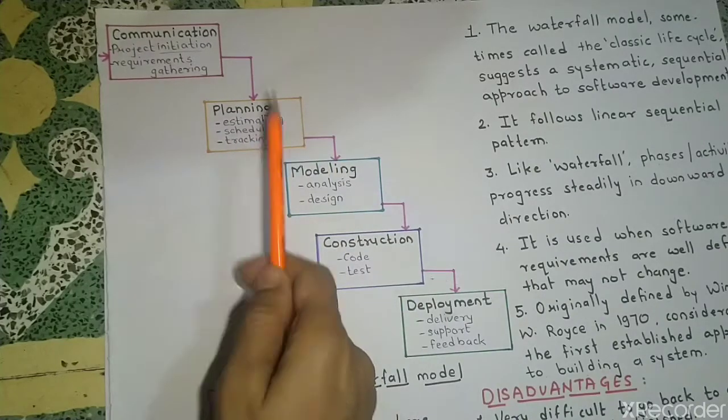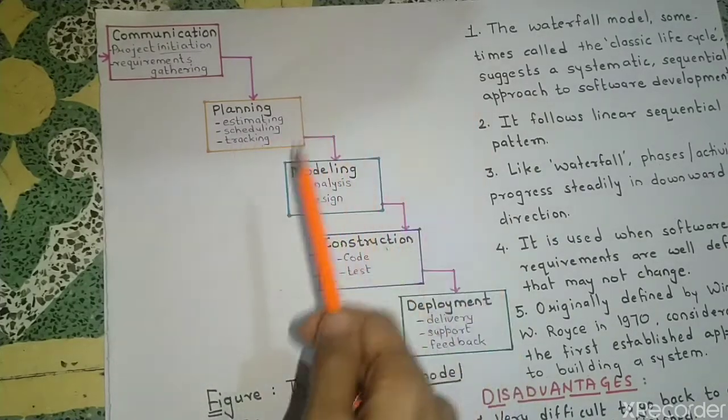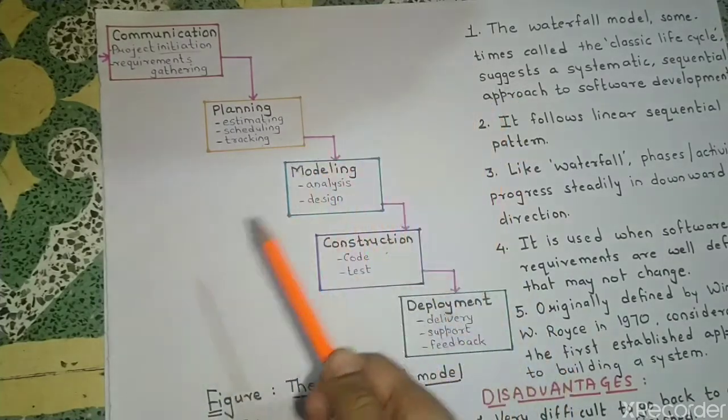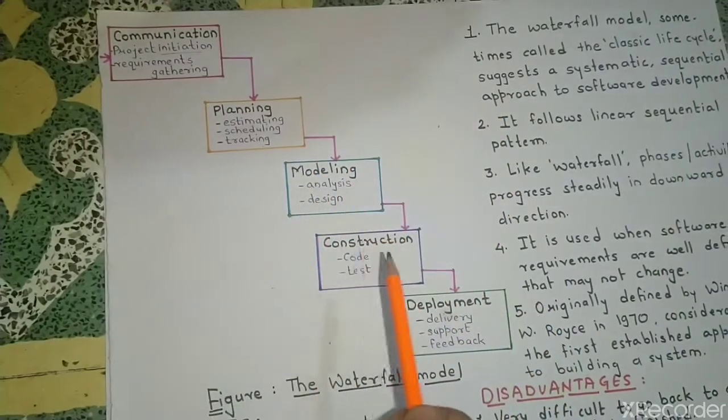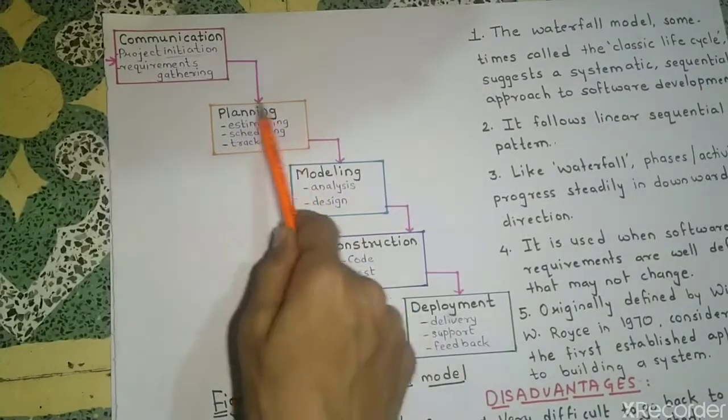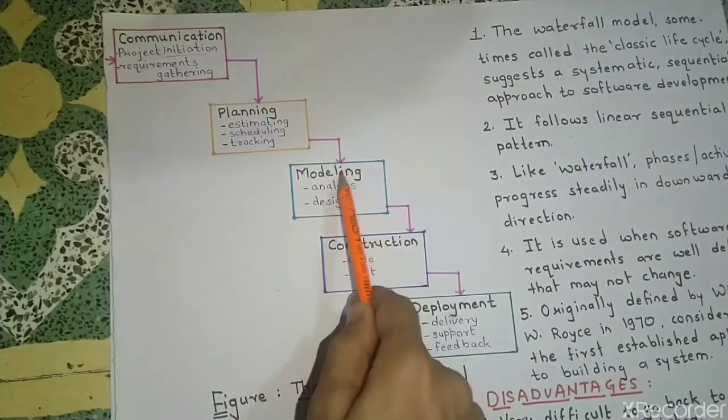And tracking is where we are going to set some milestones so that at the end of the activity we can see whether whatever we have done is as per schedule or not. Some tracking mechanism we are going to set here. Now once our planning is done, we are going to go here.